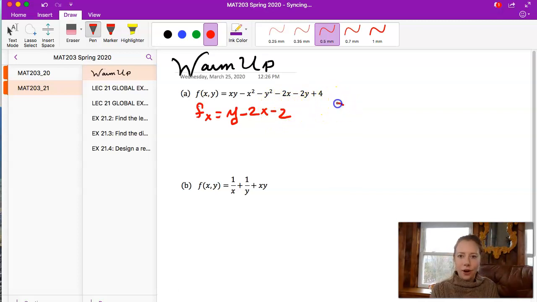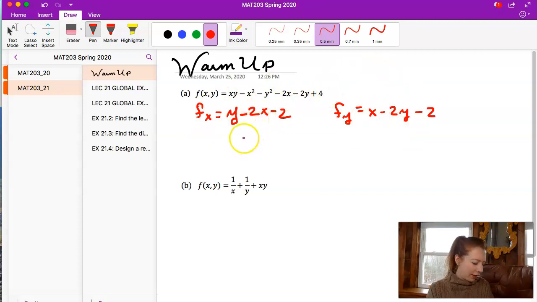Then our first order partial with respect to y is going to be x minus 2y minus 2. Now we need to take each of these and set it equal to 0 to see if we can find some roots. So if we have 0 is equal to y minus 2x minus 2, we end up with y is equal to 2x plus 2.